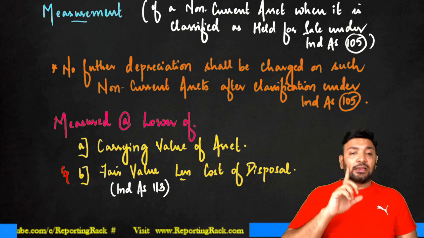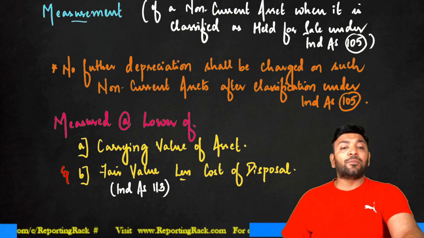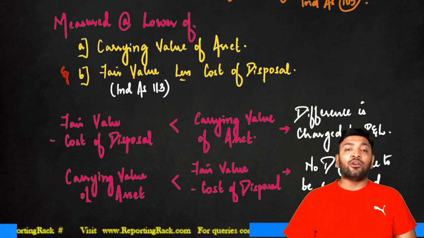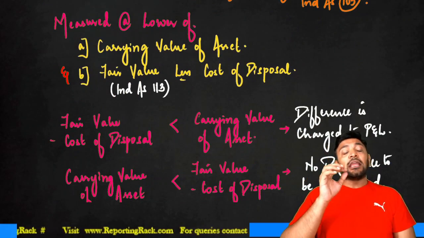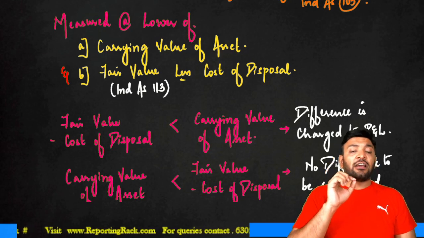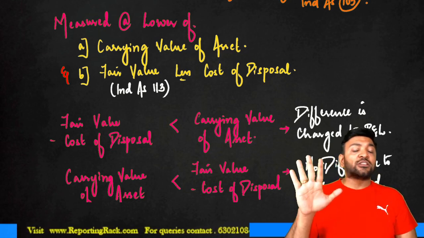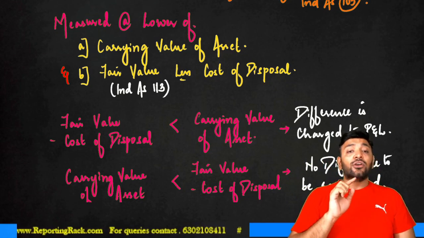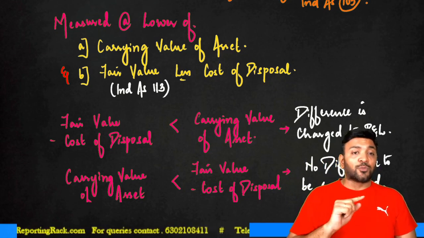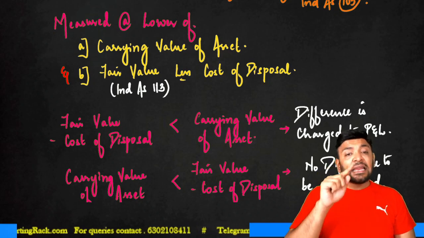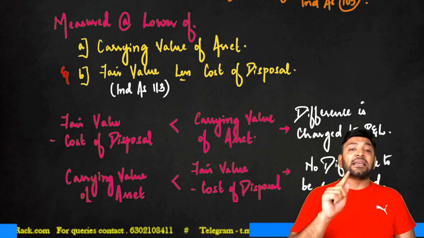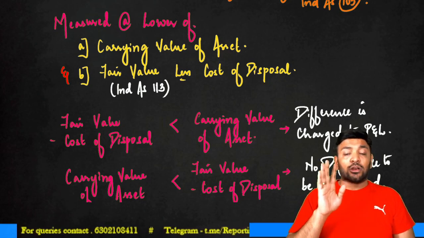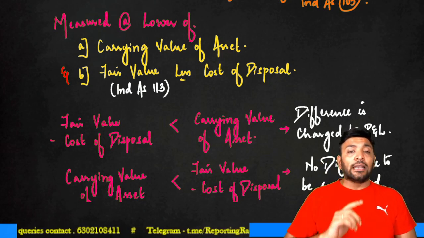On the date of reclassification, the asset should be measured at lower of carrying value and fair value less cost of disposal. If your carrying value is less than the fair value, then there is no difference which arises, so you can ignore it. But if your fair value less cost of disposal is less than the carrying value of the asset, in such cases, the difference which arises should be charged to P&L, or debited to P&L.